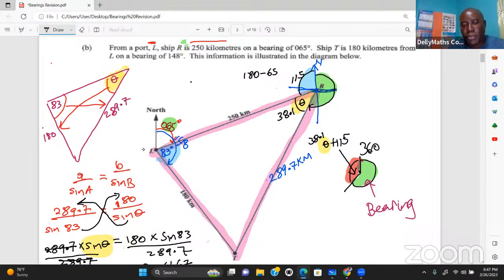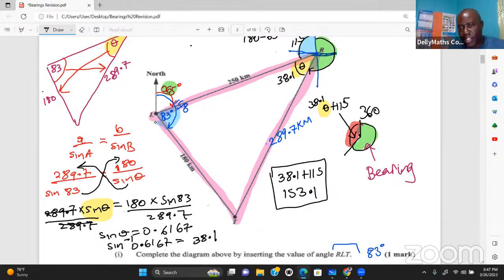So we're talking about 38.1. You want to add that to 115, right? 38.1 plus 115, you will get 153.1. This we need to take from 360 to get the bearing. So what is the bearing? Bearing is going to equal 360 minus 153.1. And we'll get 206.9 as the bearing, right?